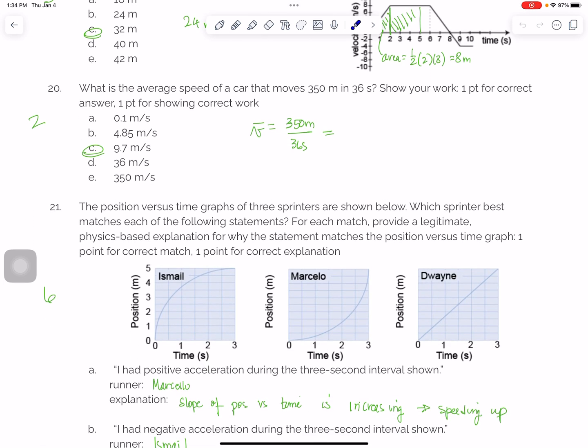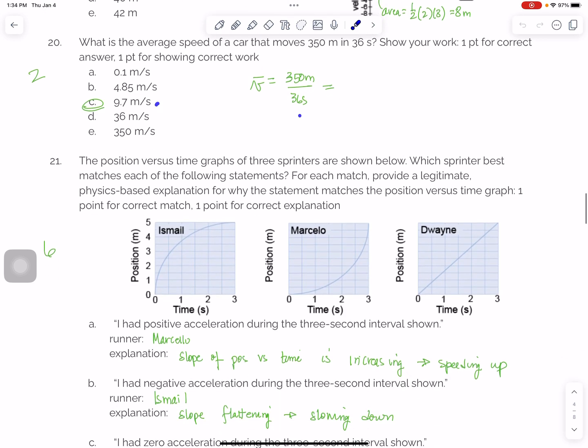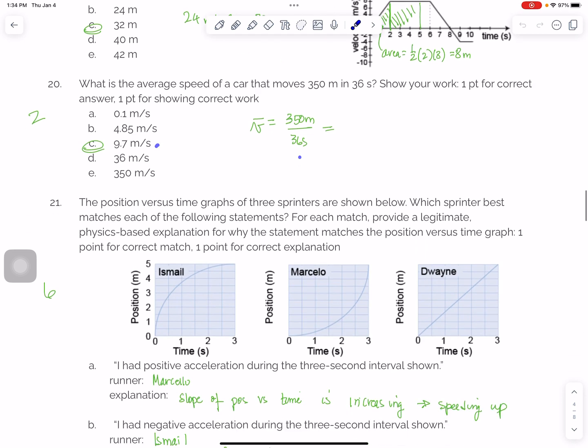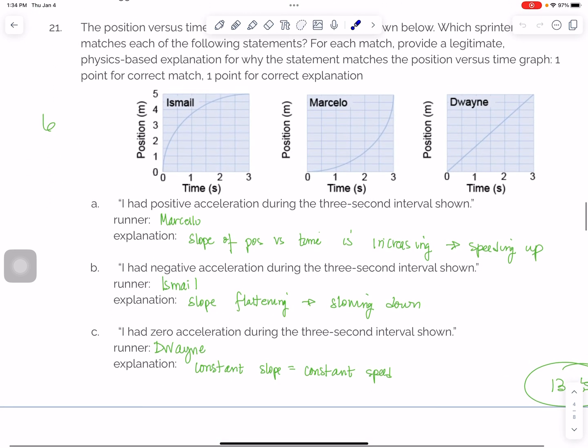What is the average speed of a car that moves 350 meters in 36 seconds? So this is the definition of average velocity, distance divided by time. 350 divided by 36 is 9.7. So again, 1 point for the answer, 1 point for showing the work.